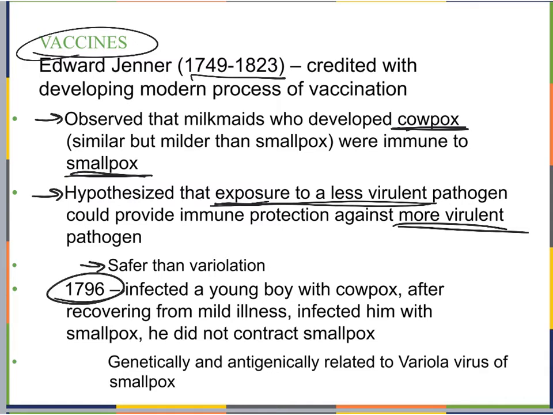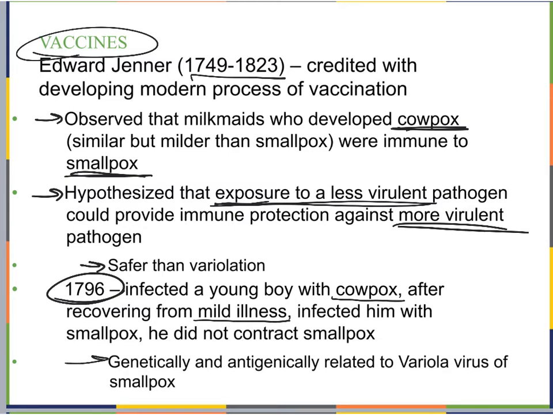So in 1796, he infected a young boy with cowpox, and then after he recovered from this mild cowpox illness, he purposely infected him with smallpox, but he did not get smallpox. So this was ethically okay in the day, not now, of course, but at the time, this is how it happened. He hypothesized this, put it into practice using this young boy, gave him cowpox, then gave him smallpox, and he didn't get smallpox.